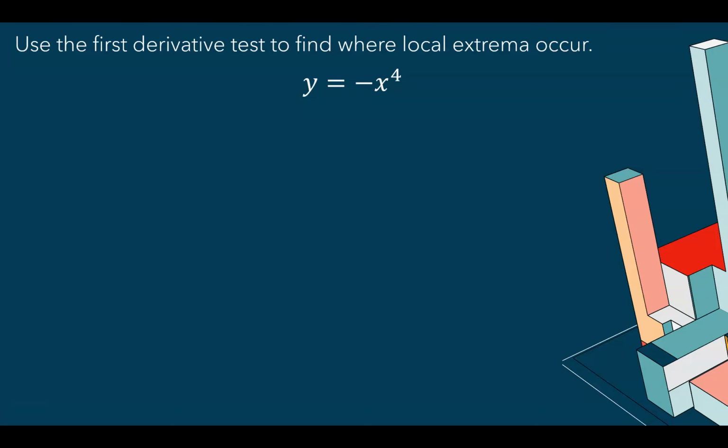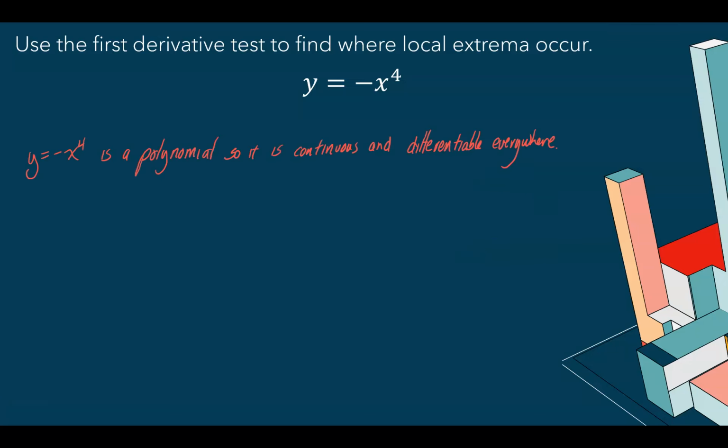So we're going to do that again. We're going to use the first derivative test to find where local extreme values, maximums or minimums, occur for -x to the 4th. Now, -x to the 4th is definitely not a parabola, but a U-shaped curve, and it should just have a local maximum if we do the math correctly at x equals 0. So that's what we expect.